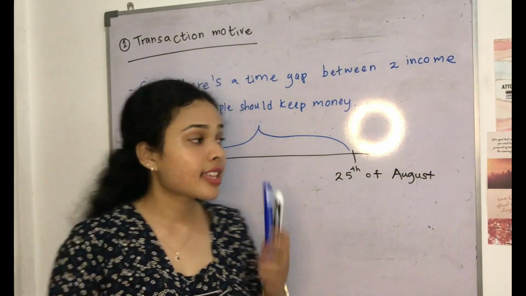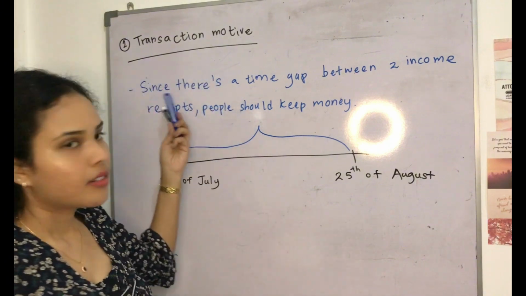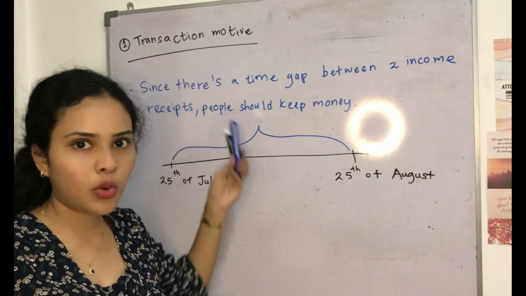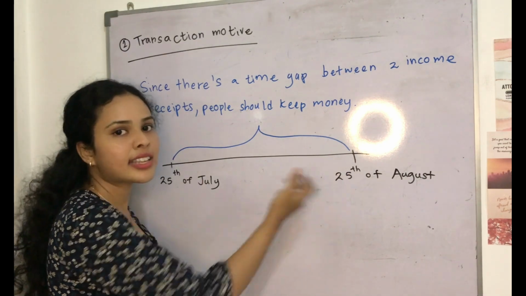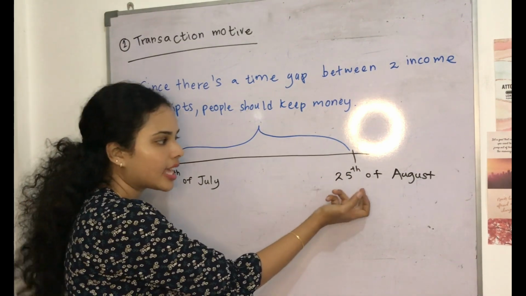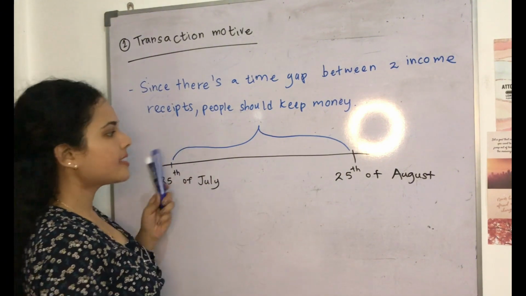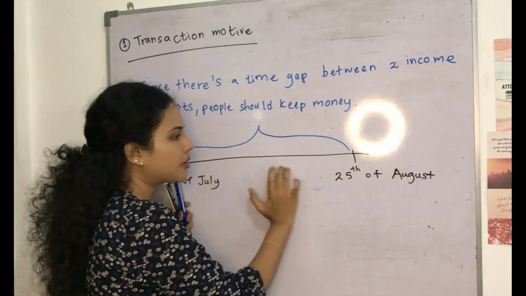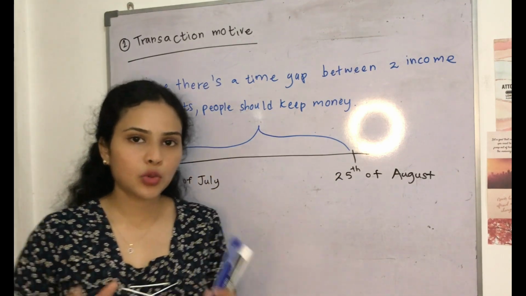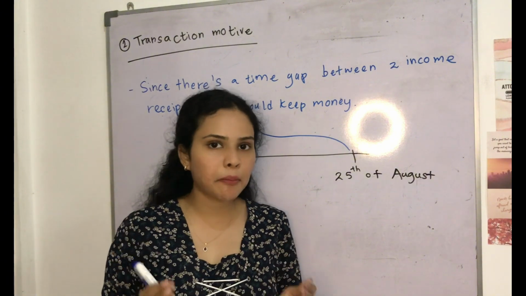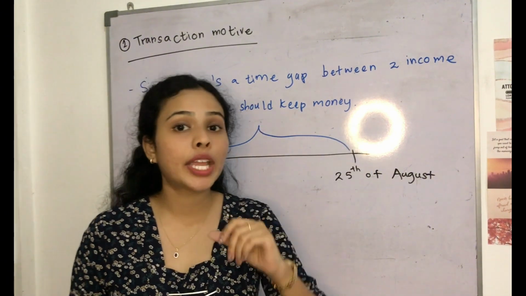So that means in order to satisfy our day-to-day transactions, what we discussed in transaction motive, we need to keep money within the whole month until the next income receipt happens. After receiving the salary on the 25th until we receive the next one, we should keep money to meet day-to-day transactions because there's a time gap between two income receipts.